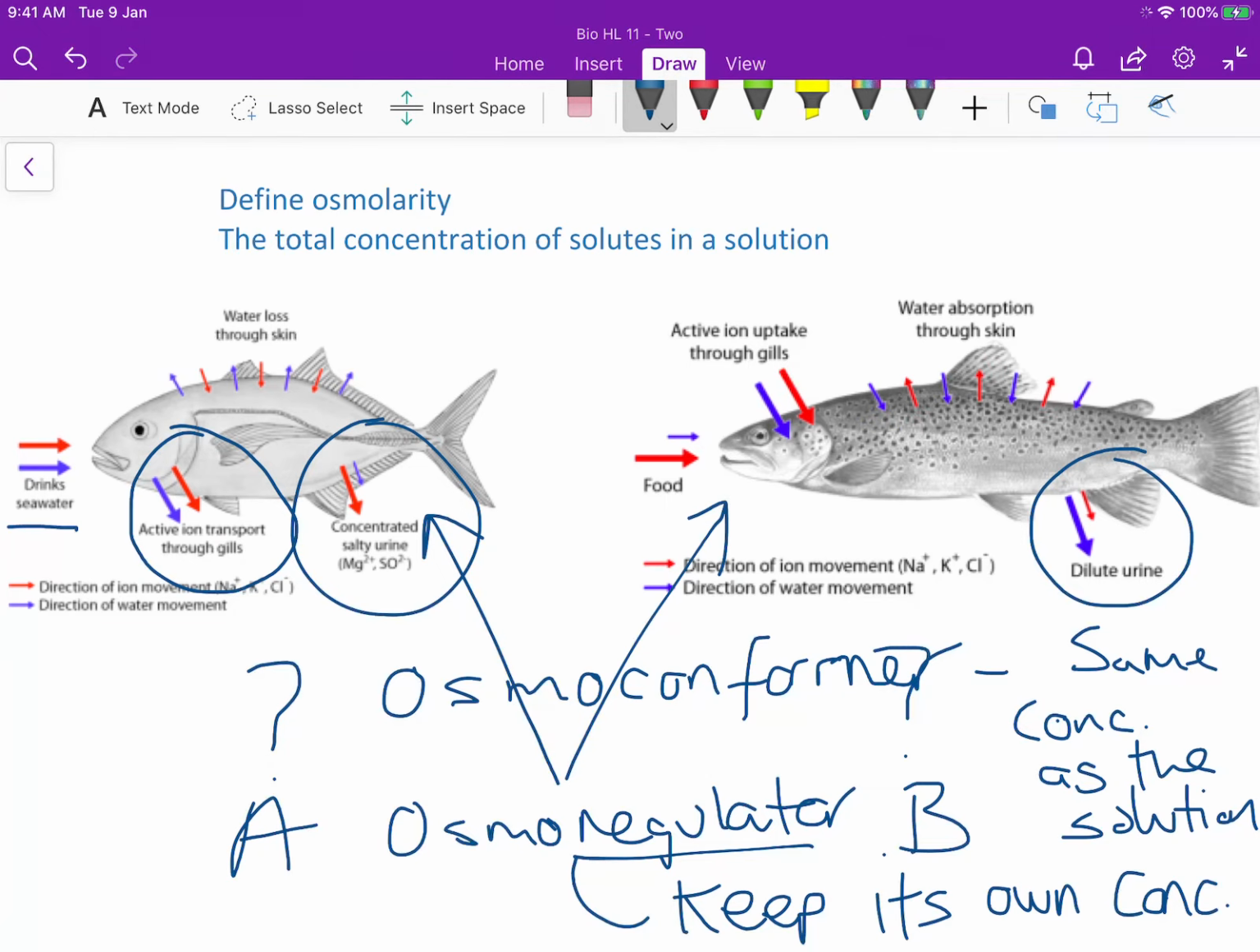Now this one over here, although you couldn't actually see it, this should be a fresh water fish. In fresh water it excretes a dilute urine because it doesn't want to lose all of its ions to fresh water, which doesn't have much salt in it.